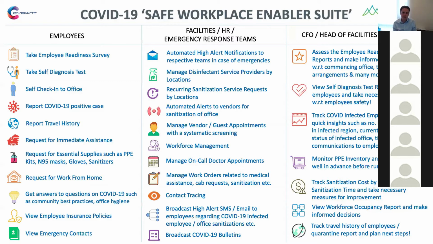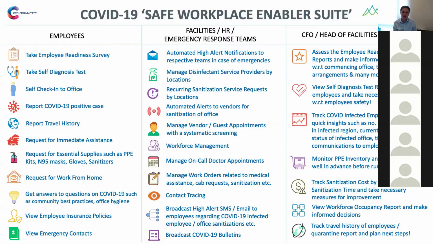First of all, there's the processes that are targeted to employees directly. So here you see the things on the left-hand side. Things like taking the employee readiness survey, checking into the office, reporting travel history, or for instance, something as simple as requesting to work from home. All of these are processes that need to be executed on a day-to-day basis. And these can be automated completely with the technology that we're going to showcase to you in the next few minutes.